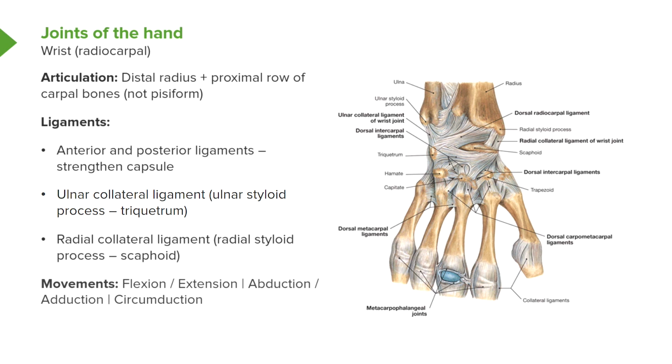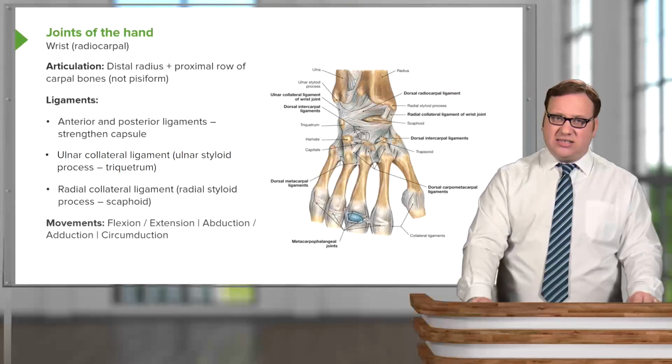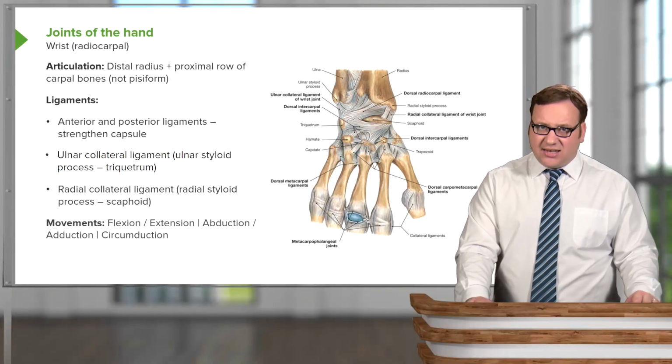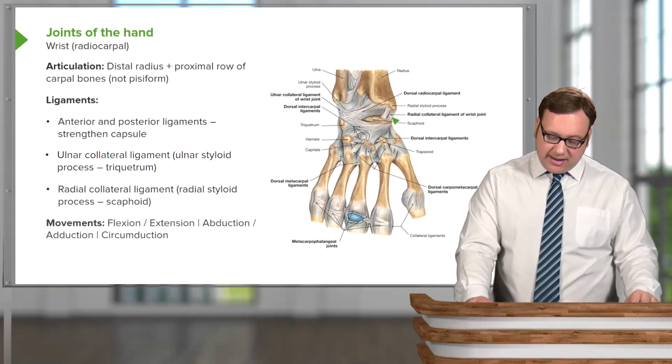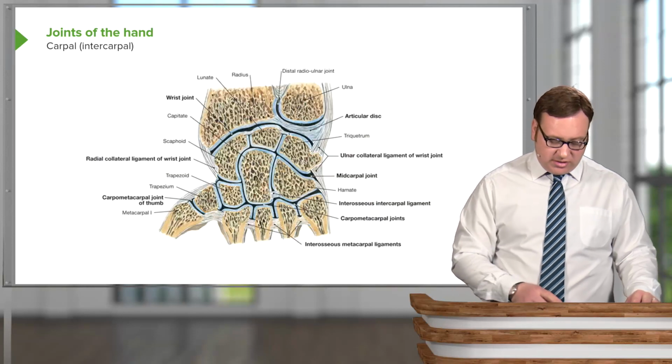What movements can occur at this joint? Well, we have flexion, extension, abduction and adduction, and we also have circumduction. So these movements are able to occur at the wrist joint.